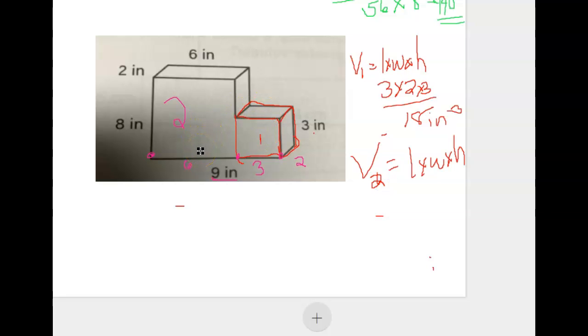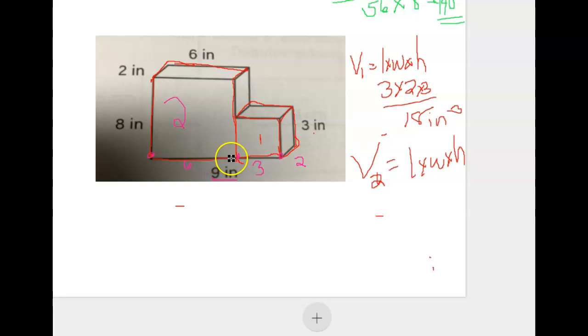Were we given the width of box 2? Yes, it is 2. Were we given the length of box 2? Yes, this is it. Were we given the height? Yes. Can we take the whole 8 here? Yes or no? Yes, because we're referring to this box here. Which has the length of 6, the width of 2, and a height of 8.